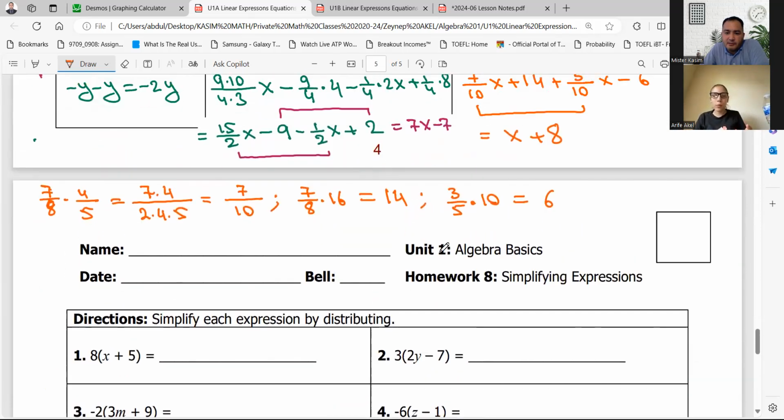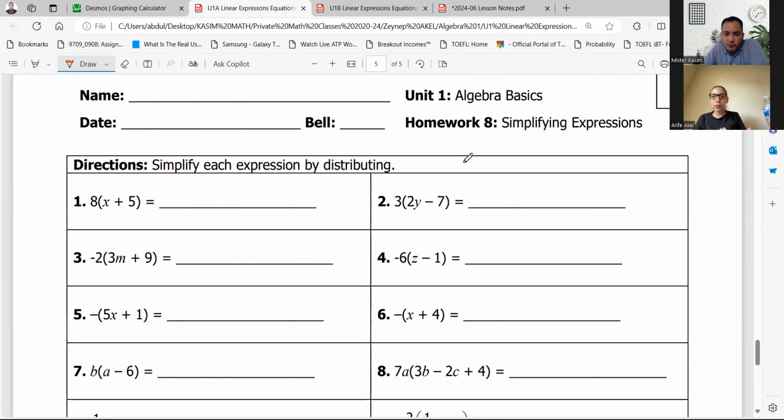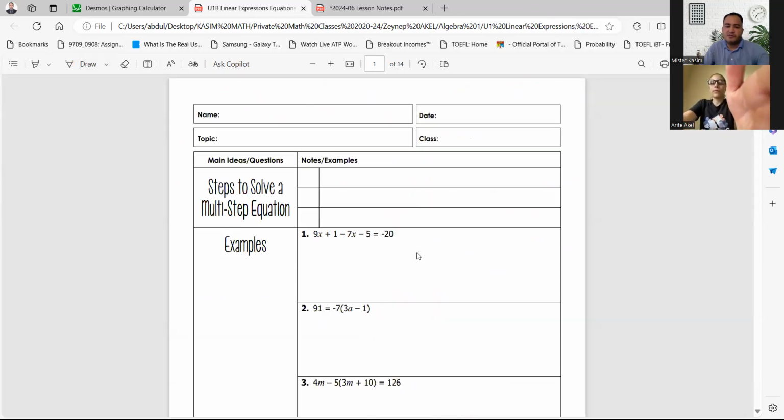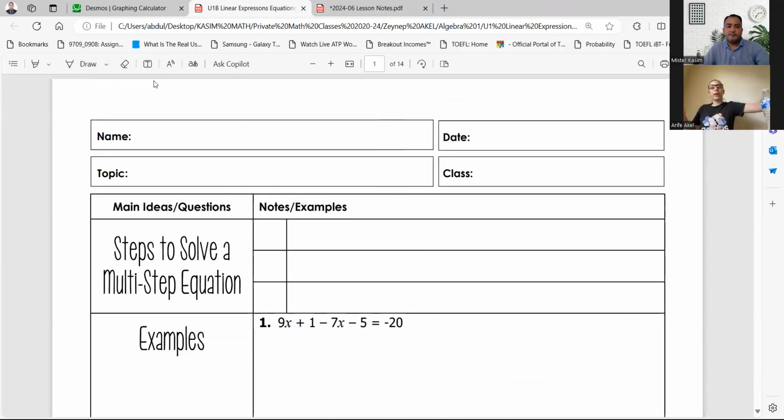Wait, isn't this homework? Yeah, this one is homework. Okay, homework 8. But now we have 8 minutes. Let's do some equations and finish the class, okay?